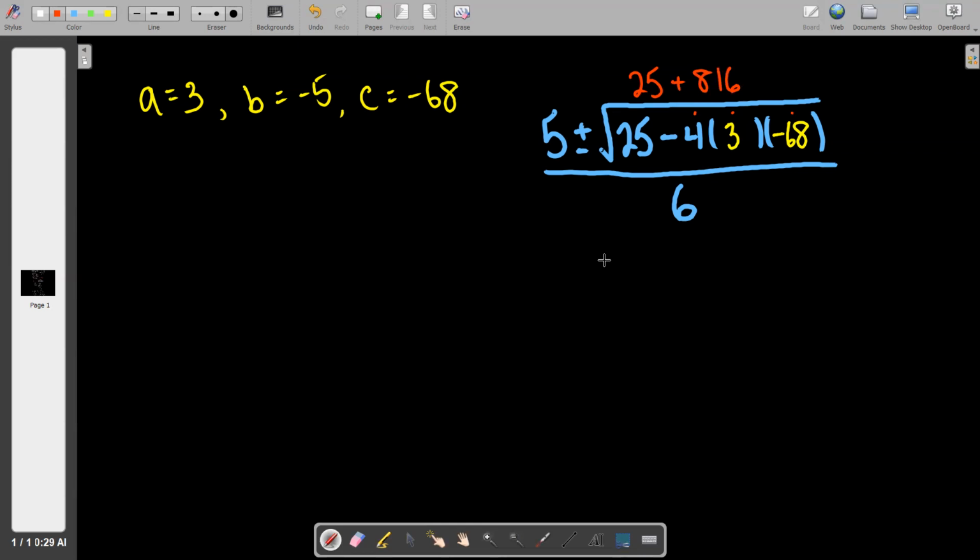It's a good thing we're working as a team here. These are some big numbers, but we're tough. We can handle this. So we're now looking at 5 plus or minus the square root of 841. Oof. Divided by 6.